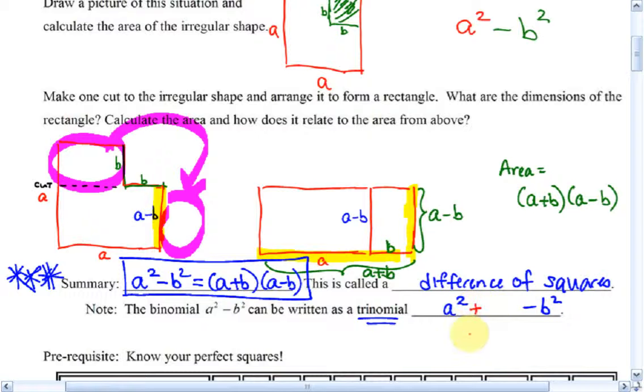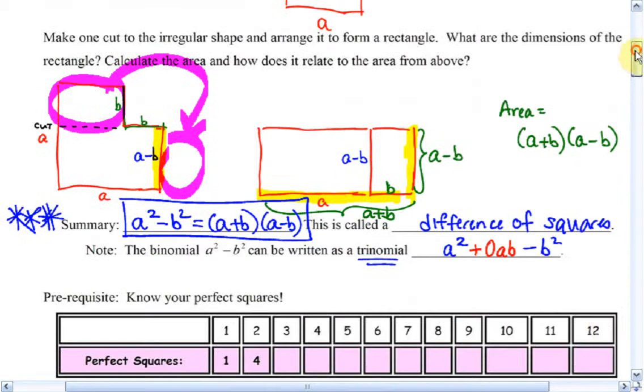If there's nothing there, what number do we use for nothing? Not 1. Not x. What number? 0. So sometimes we'll do something like this, 0, and we'll do an ab here because there's a and b involved, okay? I personally don't like writing like this, but if you want to, because you like to see trinomials, so be it, okay?